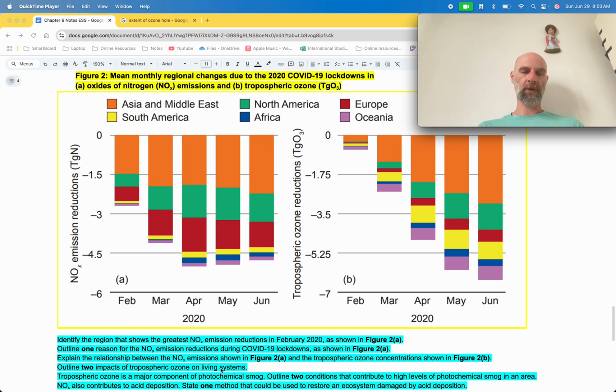All right, tropospheric ozone is a major component of photochemical smog. Outline two conditions that contribute to high levels of photochemical smog in an area. So one is having mountains and valleys. It basically traps it in the valleys. So if you live here in the valley and up here are the mountains, it really protects against the breeze. So the result is that smog just settles in there and it does not move. I have been in a valley in the Alps and seen this, and it is for real.